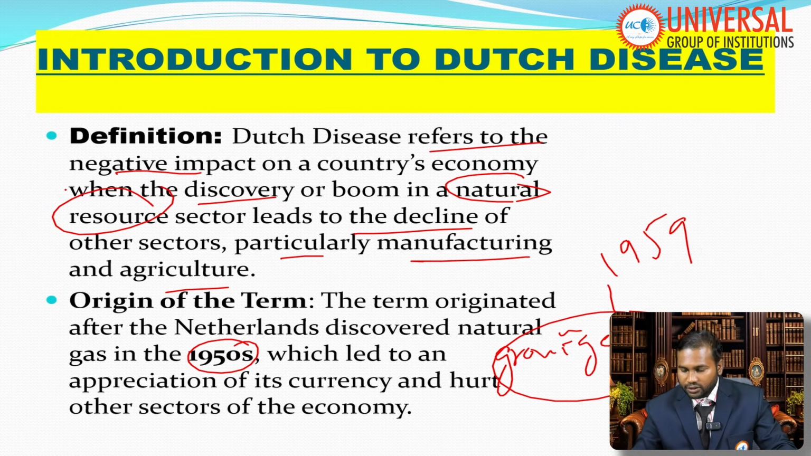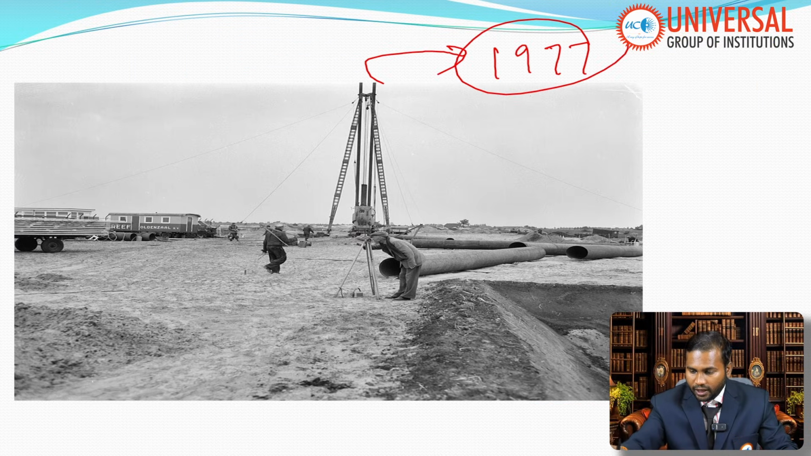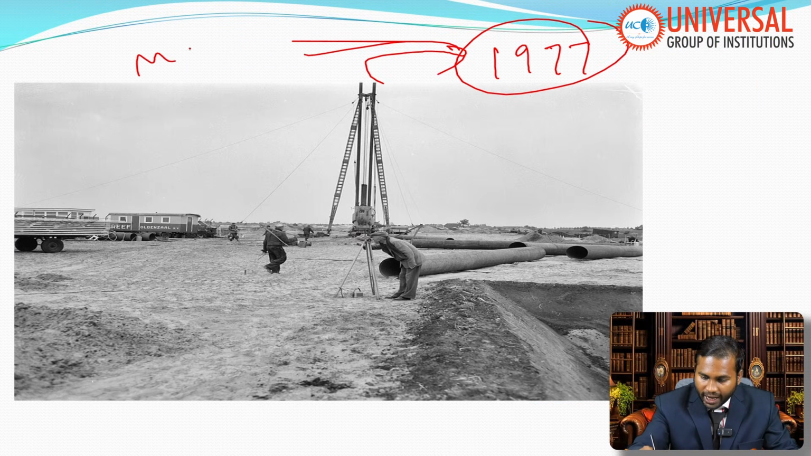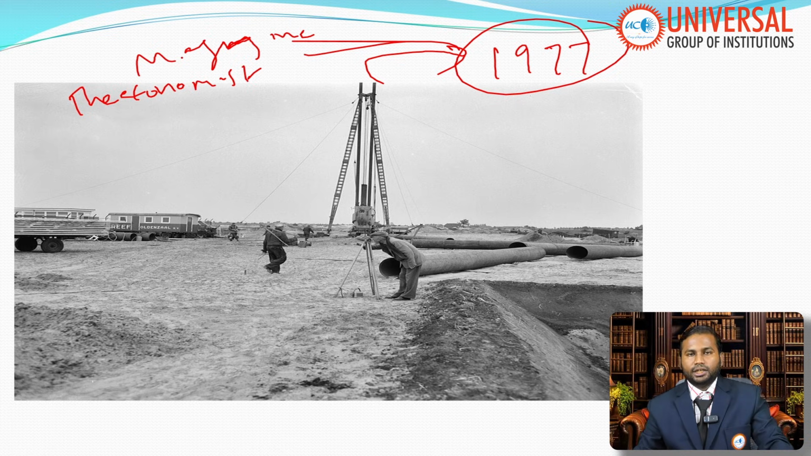So it resulted in what? Crippling of the economy, where the other sectors did not progress because you only focus on unidimensional growth, on that one sector, and that one sector's growth skyrockets. This happened there, and their famous magazine, The Economist, actually coined the term Dutch disease.